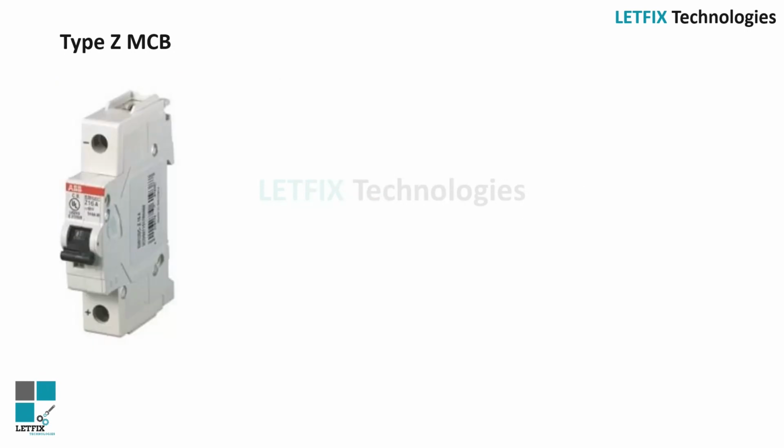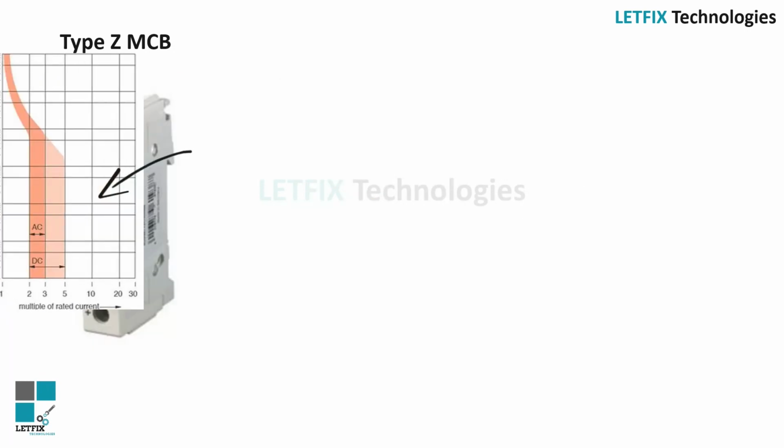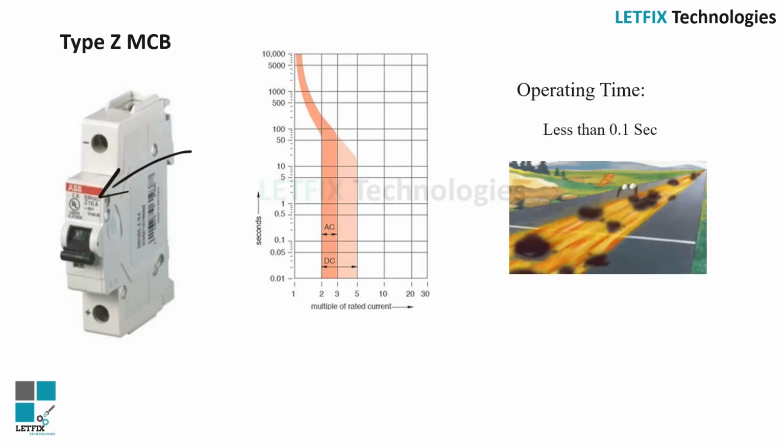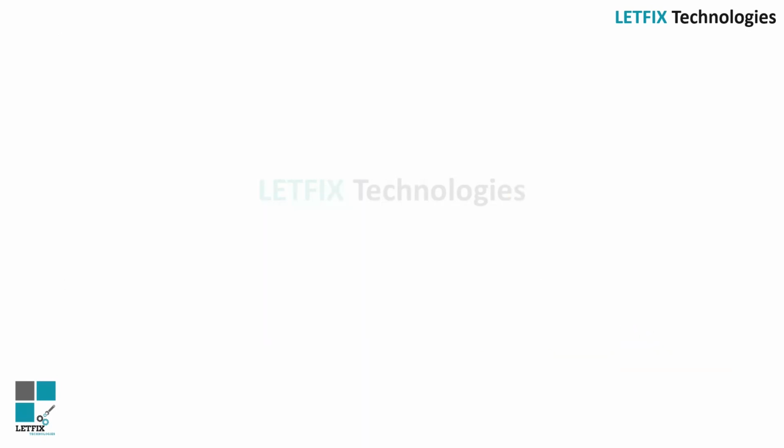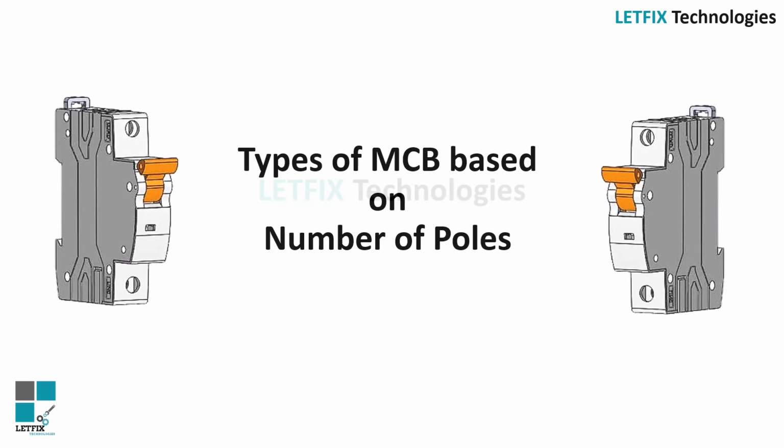Type Z MCB. This type of MCB trips between 2 to 3 times the full load current. These types of MCBs are highly sensitive to short circuits and are used for the protection of highly sensitive devices such as semiconductor devices. Types of MCB based on number of poles.